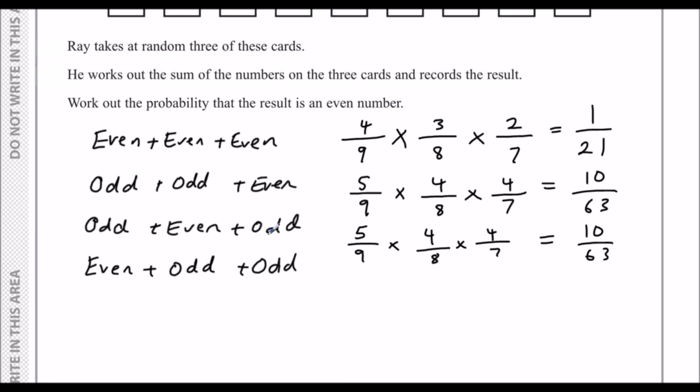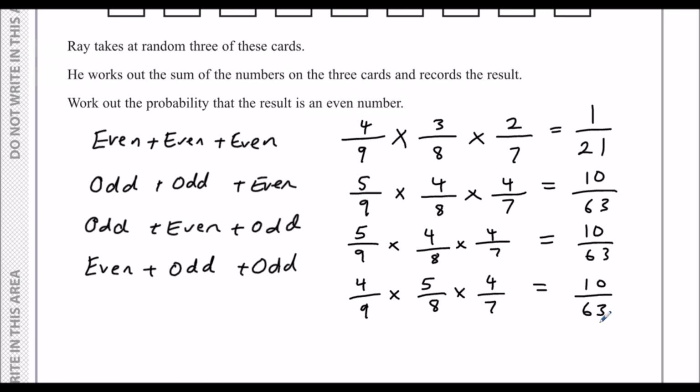Even, odd, odd. Again, it's the same calculation, but in a slightly different order. So the even is 4/9. And then if I've taken an even, there's still 5 odds left out of 8 in total. And then the last pick for an odd, 4 odds left out of 7 in total. So when we multiply fractions, we times along the top, times along the bottom. We're still doing 5 times 4 times 4 on top, times 9 times 8 times 7 on the bottom. It's going to be 10 over 63 again.